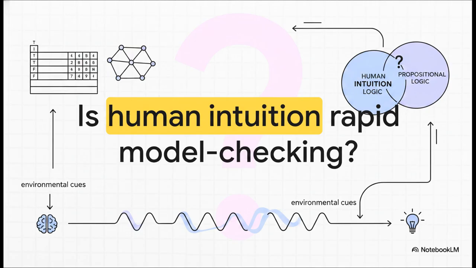But this leaves us with a truly fascinating thought to wrap up on. When you walk into a room and instantly intuit that something is just out of place, is your brain actually just rapidly running a subconscious truth table across hundreds of models? Or is human intuition something fundamentally different from this kind of propositional logic?